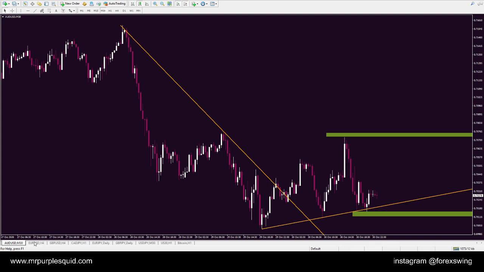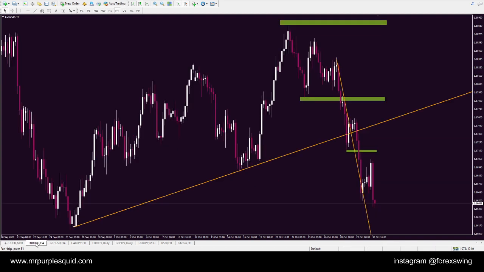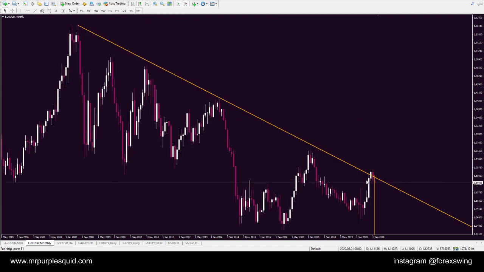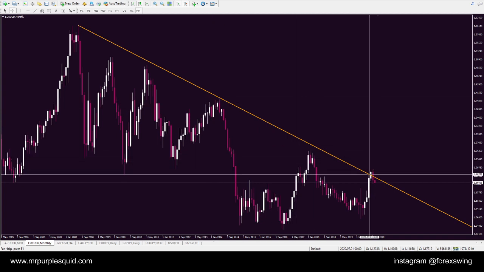Moving on to EU. To see monthly, price basically at the bearish trend line found resistance. Move this, and it's going down. So bearish, bearish, bearish, bearish.